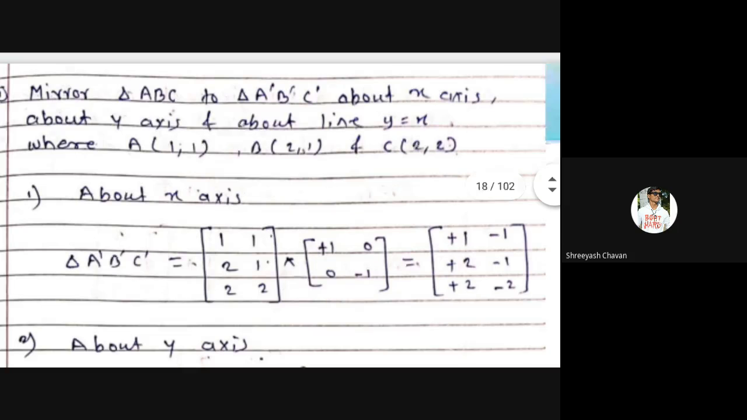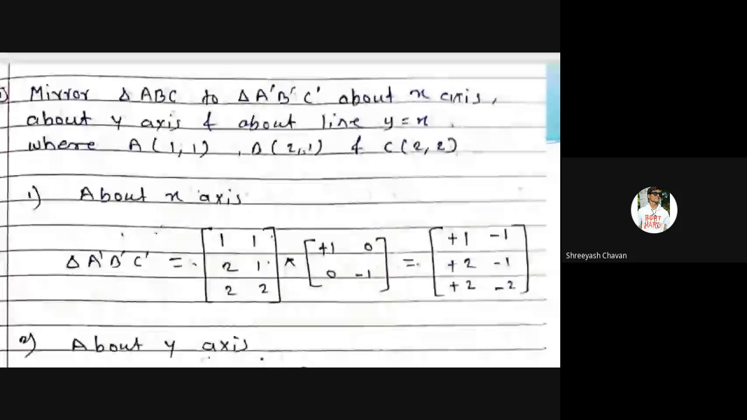Now mirror triangle ABC to the triangle A dash B dash C dash about the x-axis, about the y-axis also, and about the line y is equal to x. Two statements are given here. All these three formulas we have to use here. The location of the triangle: point A is 1 1, point B is 2 1, and point C is 2 2. So the first step is to write the different axes and the given data in terms of a diagram.